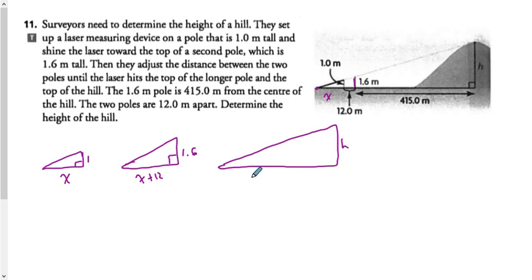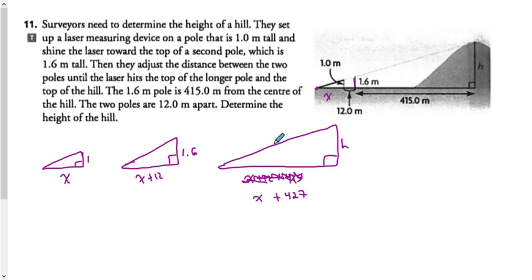And this distance on the bottom is going to be x plus 12. That's this distance here, plus another 415. So really, I could cross that out, right? And I could say that's going to be x plus 427 when we add the 12 and the 415. Okay? So that's my 3 similar triangles.